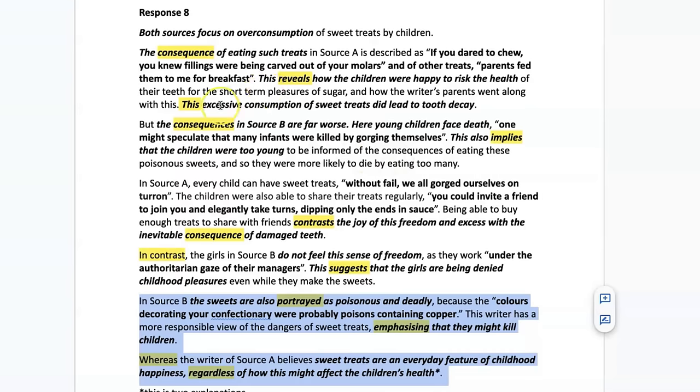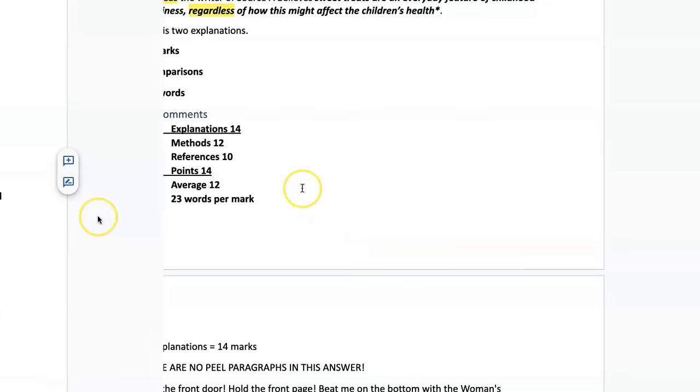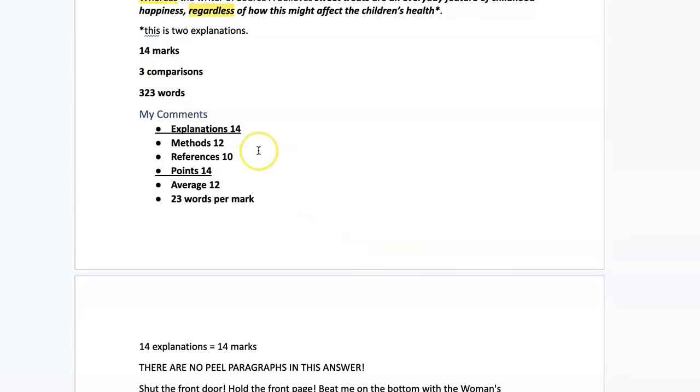Again, in yellow, I've highlighted the words that the student has used instead of "this implies", but you can see how many explanations there are in each paragraph, roughly 2, sometimes 3. So that's a better way to think about paragraphing, in my opinion: 2 explanations per paragraph rather than a set number of paragraphs or comparisons. When I did my analysis, I found that 14 explanations ended up giving us 14 marks.